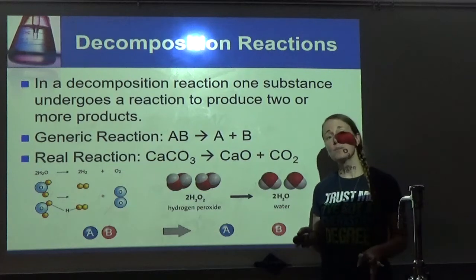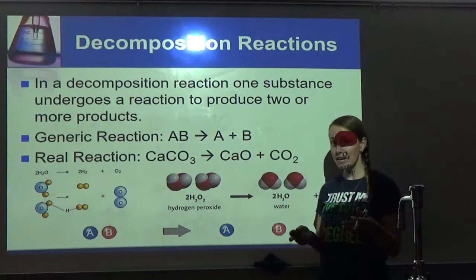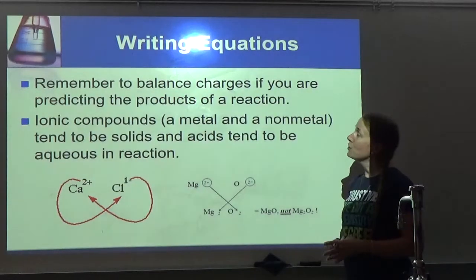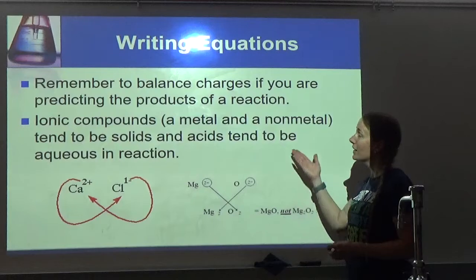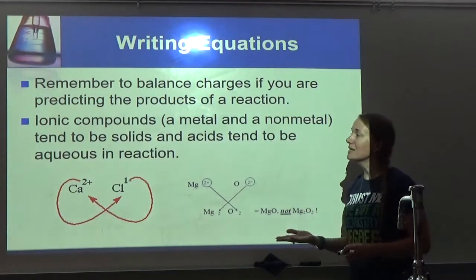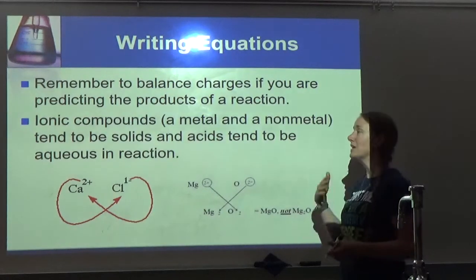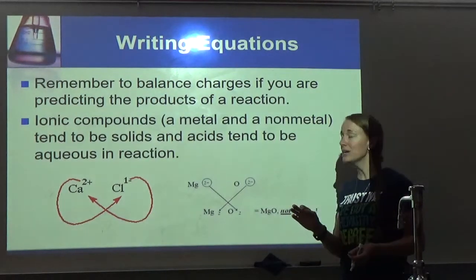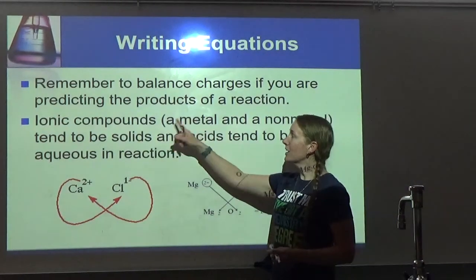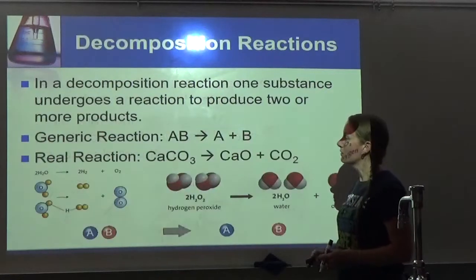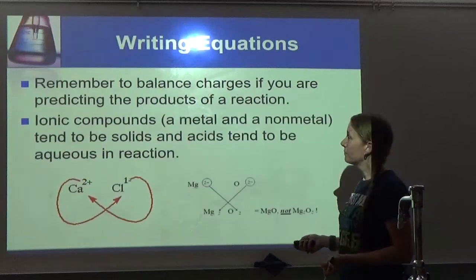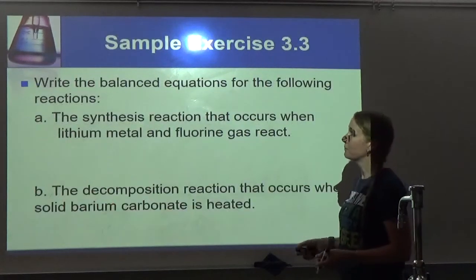But again, things to remember are those 7 diatomics. They are diatomic when they are by themselves. Remember to balance charges if you're predicting the products of a reaction. Ionic compounds, which remember is a metal and a nonmetal, tend to be solids, and acids tend to be aqueous in a reaction. So if it has you write the solid, liquid, gas, or aqueous, if you have an acid, it's listed as aqueous. And if you make an ionic compound, which is a metal and a nonmetal, for example, if you make MgO, that is usually a solid. Because sometimes they won't tell you what it is.